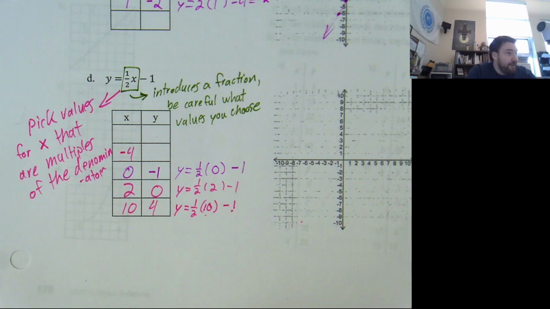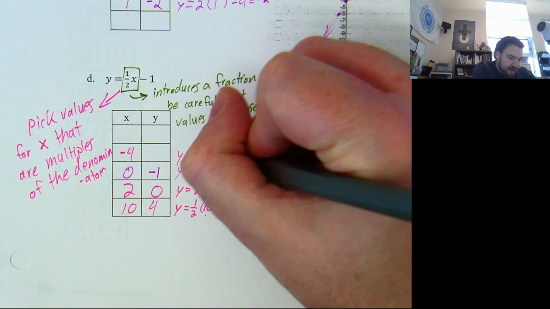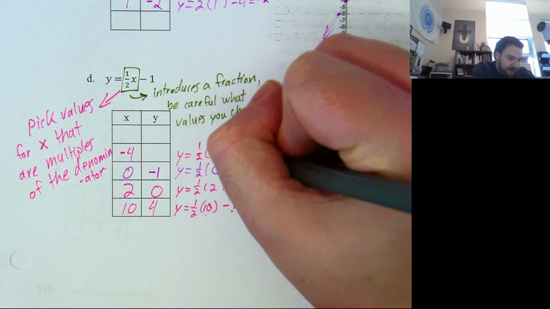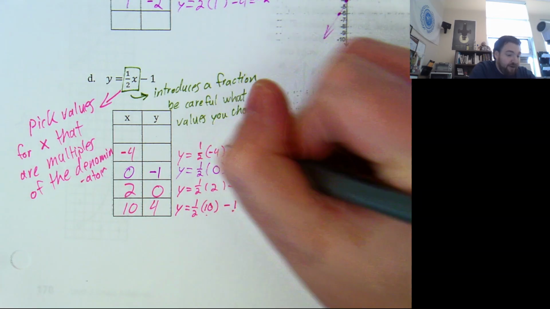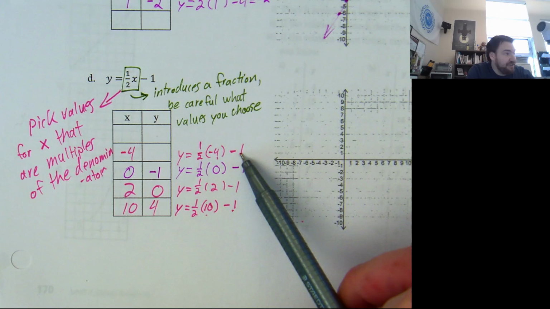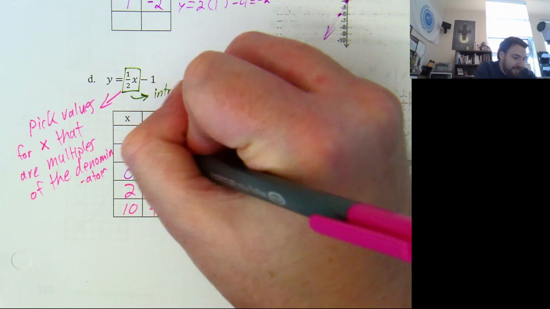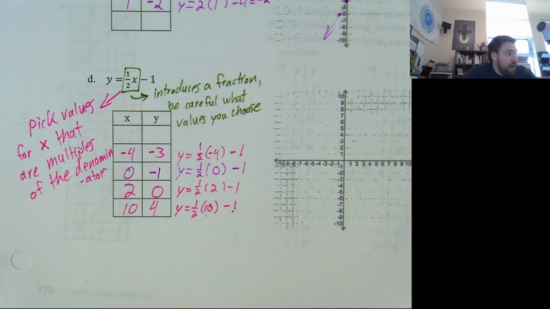And I'll shove -4 in there. y equals 1/2 bracket minus 1. If I put -4 in there, what's half of -4? It's not 2, it's -2. And then -2 minus 1 is -3. You're at -2, you're going down 1.